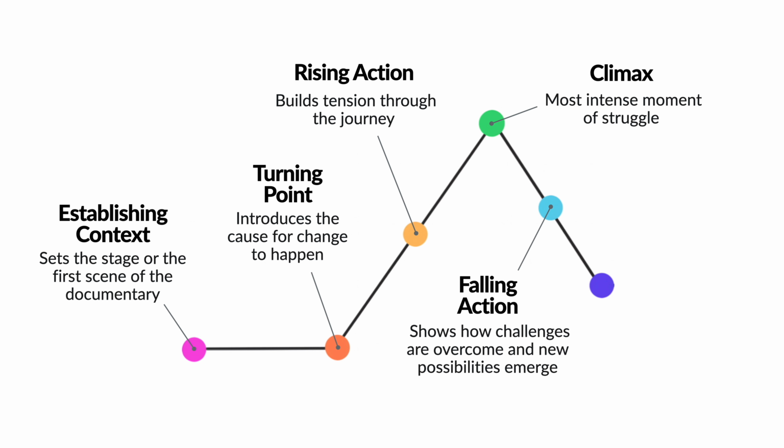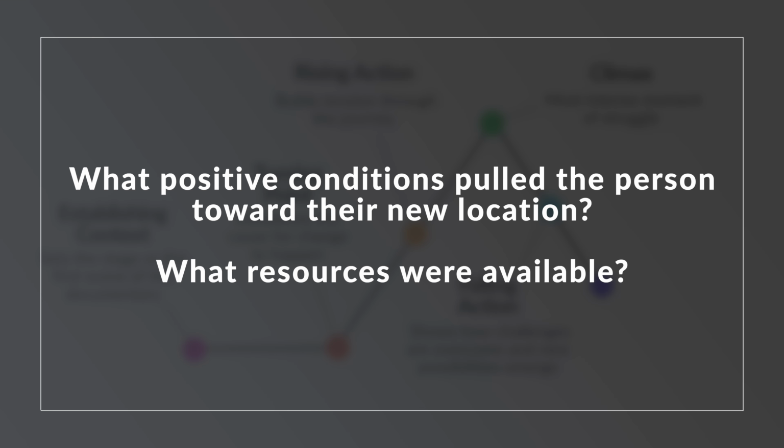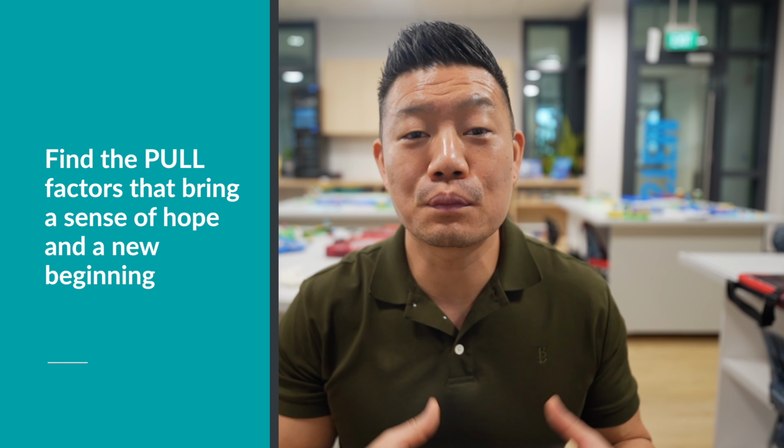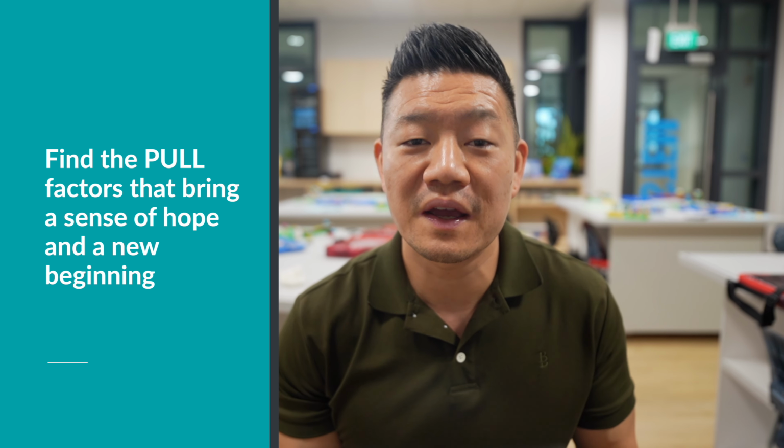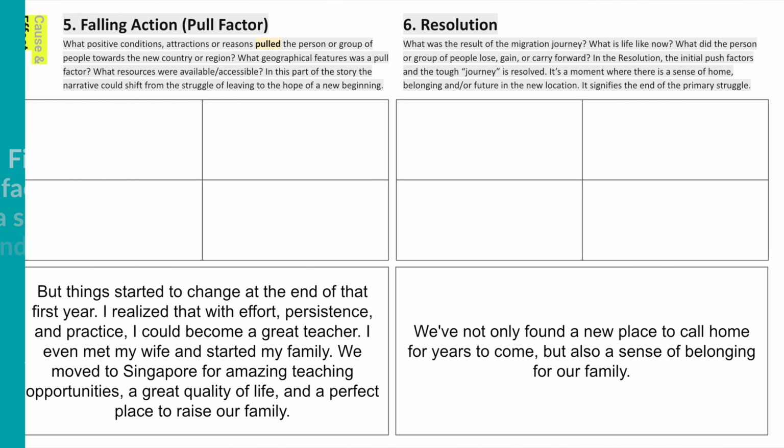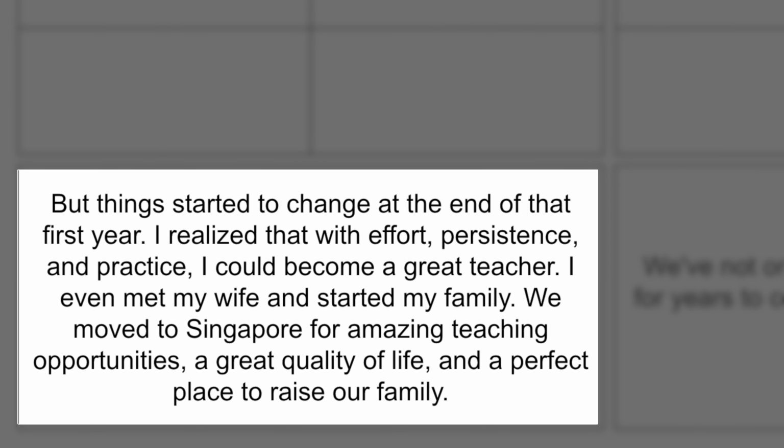For the falling action, I asked what positive conditions pulled a person toward their new location. What resources were available? These questions mark the shift in your story. They help you find the pull factors that bring a sense of hope and a new beginning. In my falling action script, I state that through practice and effort, I improved my skills as a teacher, started my family in Korea, and moved to Singapore for a great quality of life.